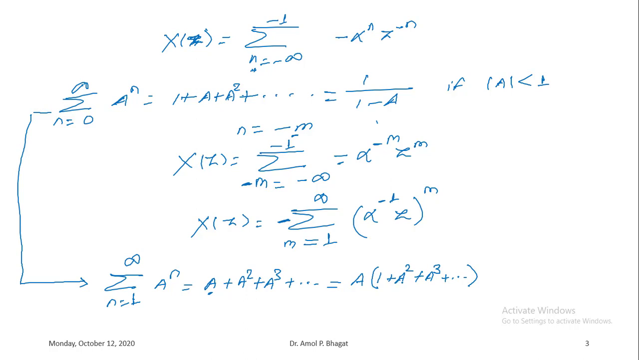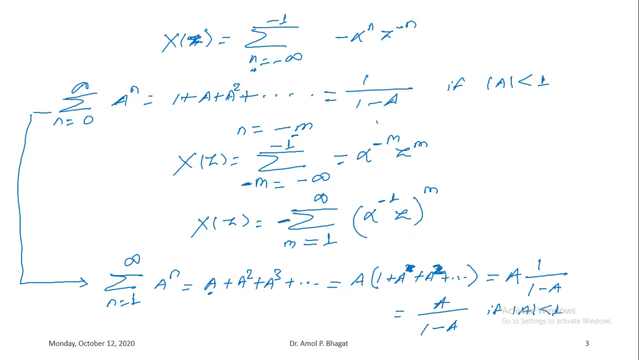Oh sorry, a remained, so inside it should be 1 plus a plus a square plus a cube and so on. So if you replace this bracket value, because 1 plus a plus a square and so on can be replaced with 1 upon 1 minus a, in place of this bracket we can substitute 1 upon 1 minus a. That means it is simply a upon 1 minus a if mod a is less than 1.